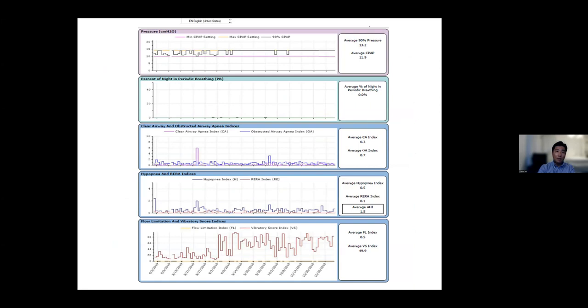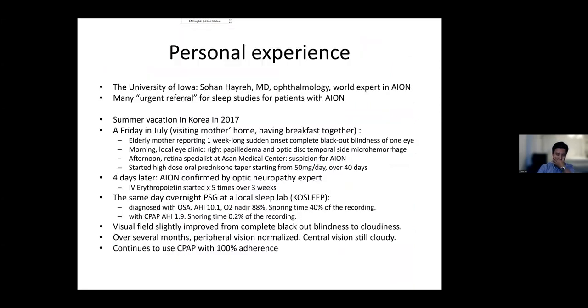So I'll skip ahead. Here's my personal experience of how I came to know about the importance of sleep apnea in some eye conditions. I was a faculty member at the University of Iowa. One of the faculty, Sohan Heyre, a physician eye doctor, sent a lot of patients with AION, anterior ischemic optic neuropathy, for urgent sleep studies, practically begging for urgent studies. So I knew something about AION and its association with sleep apnea.